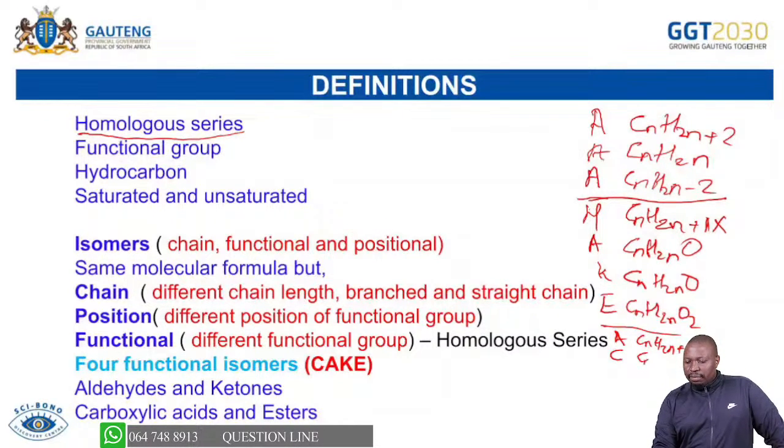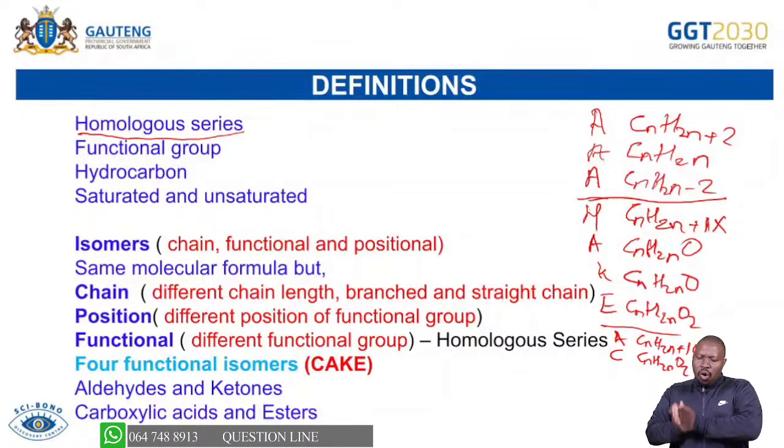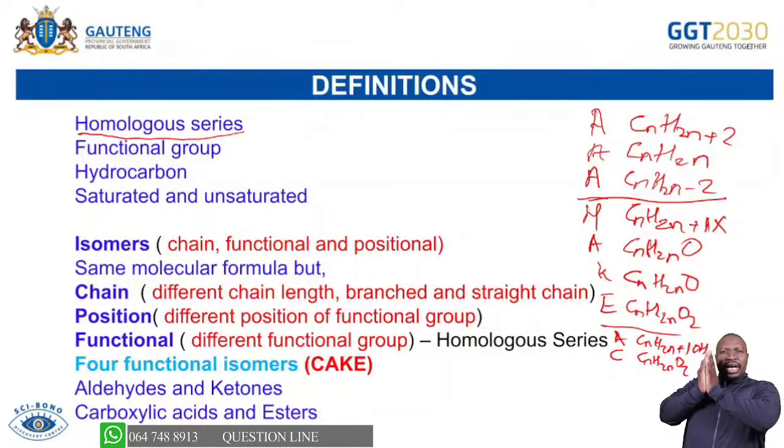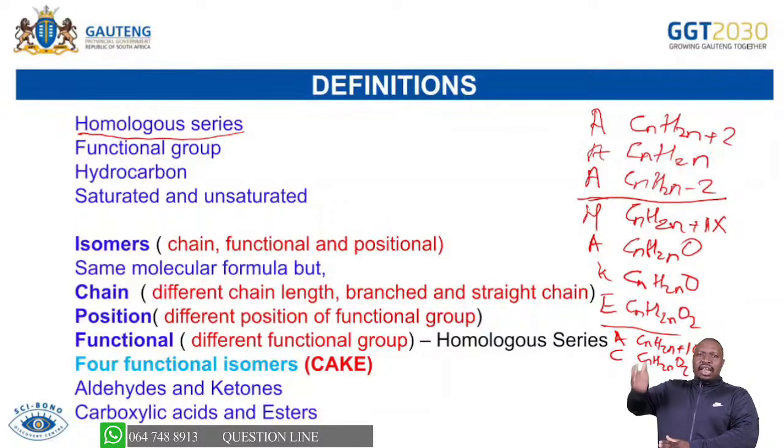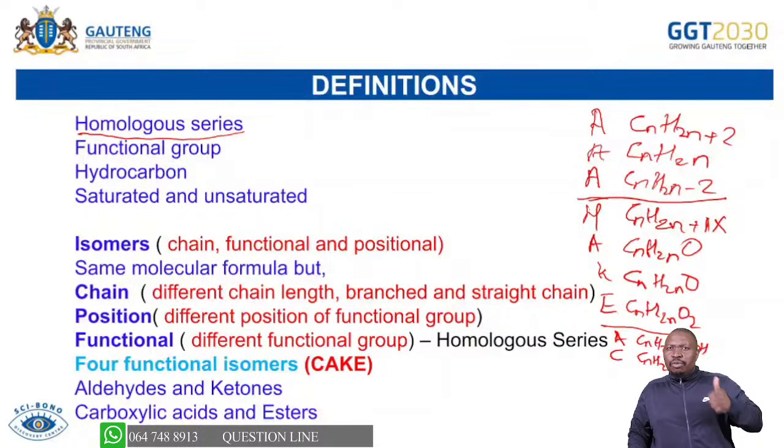Remember, same general formula for esters and the carboxylic acid, which is CnH2nO2. So I'm emphasizing that it is your responsibility to know all 9 homologous series. You know their general formula, because you will definitely collect marks as and when you answer questions. I hope I was able to help you to remember how to define homologous series.